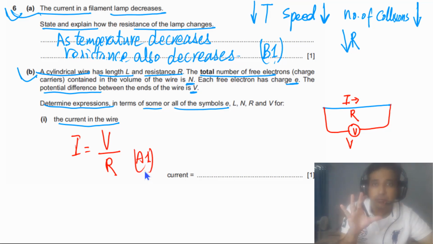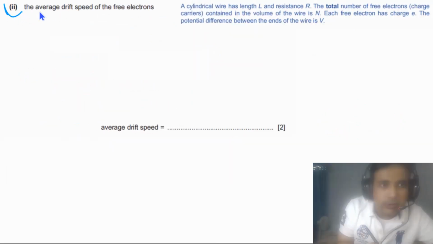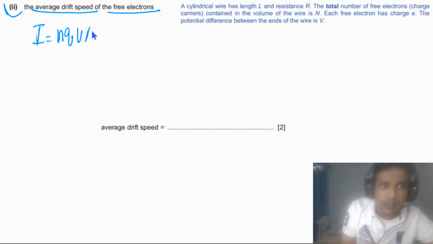Pretty straightforward question. For the second part, we need to determine the average drift speed of the free electrons. So simply we need to use the transport equation. I is equal to NQVA. We need to determine the average drift speed. So we can make V the subject. So this is equal to I divided by NQA.